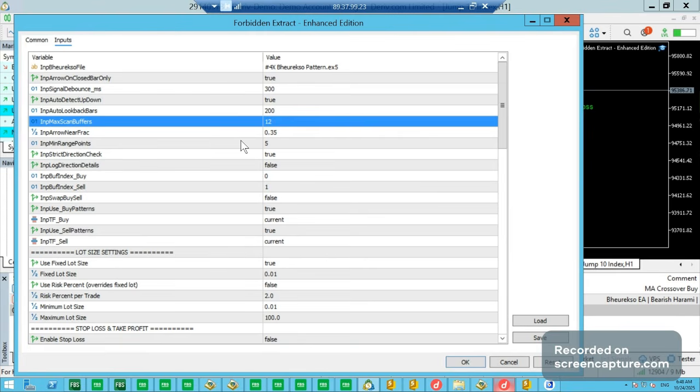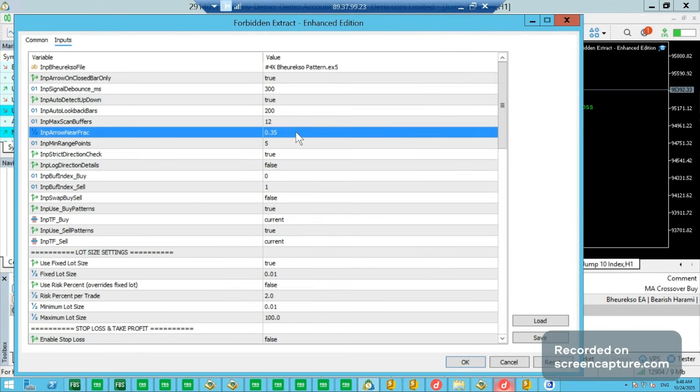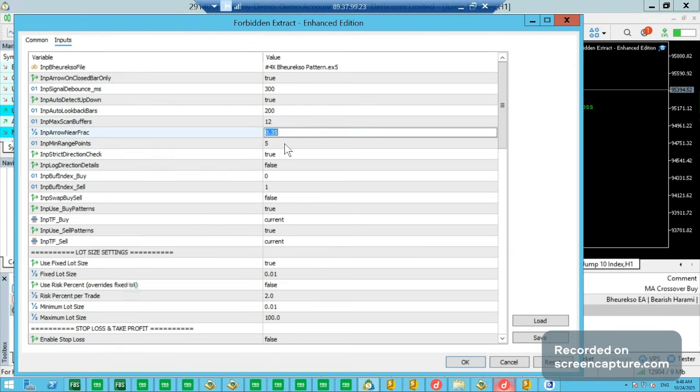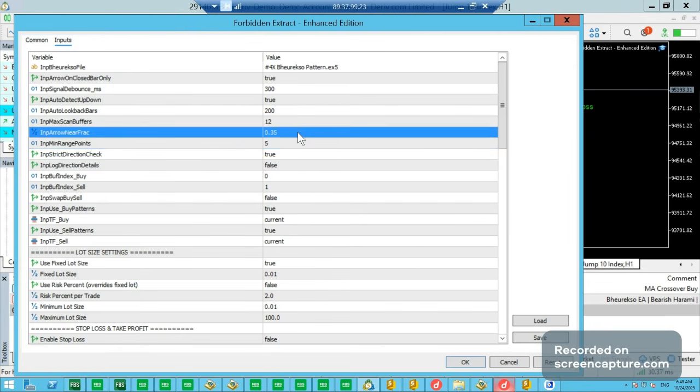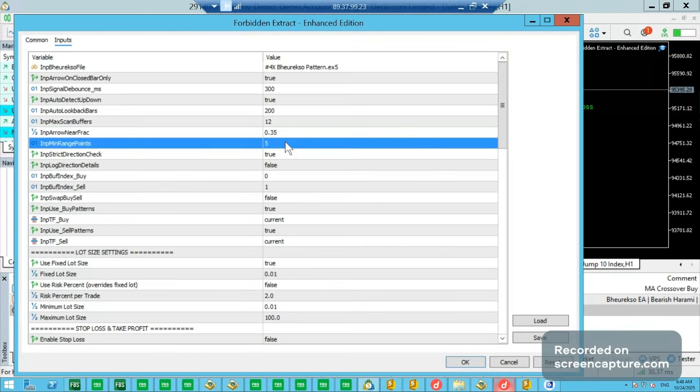So the next one is the input arrow near fraction. This one just determines the tolerance zone for arrow position classification. It overrides what you have on the indicators to embed it into the EA, so that the EA can analyze the correctness and the validity of the arrow. So that is the function of that. Just leave that one at 0.35.